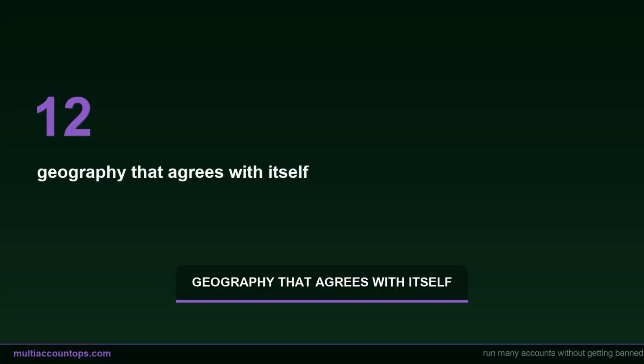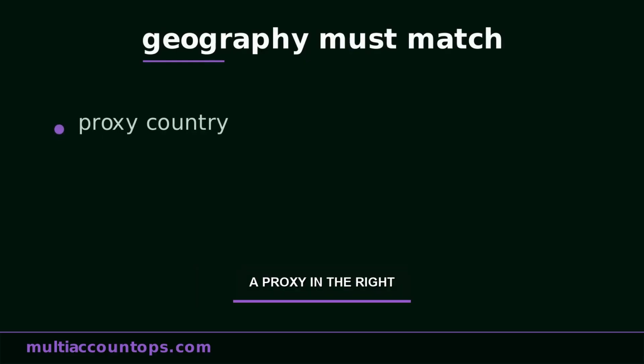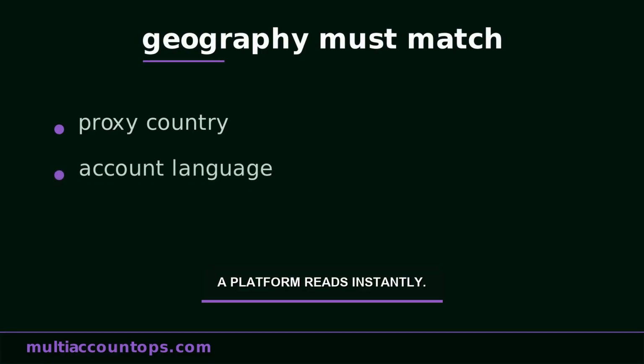Geography that agrees with itself. The last piece is making the location line up. The country the address resolves to has to match the account's claimed region, its language, its time zones, its phone number origins. A proxy in the right country under a profile in the wrong one, or the reverse, is a contradiction a platform reads instantly. The proxy is only half of the network identity.